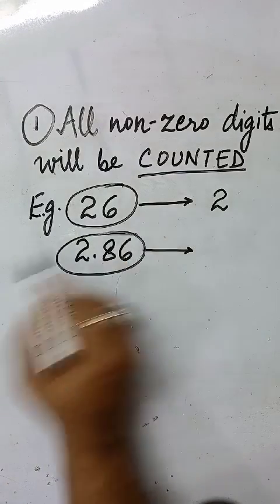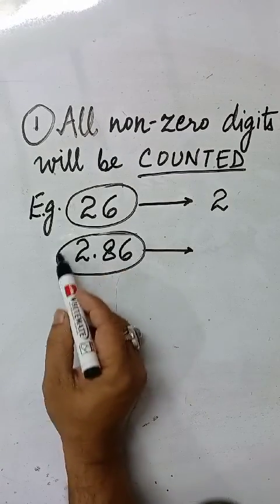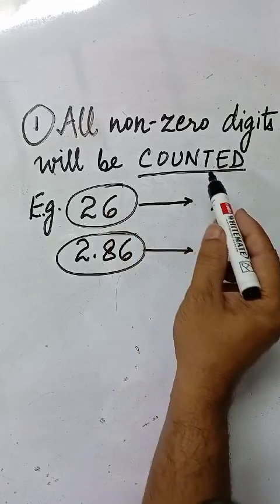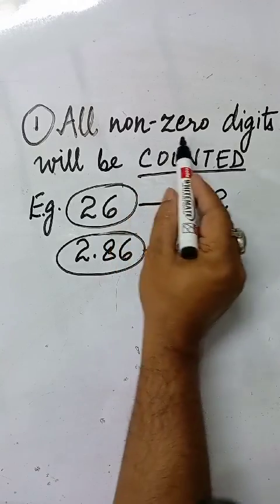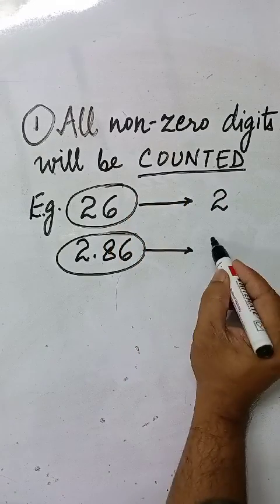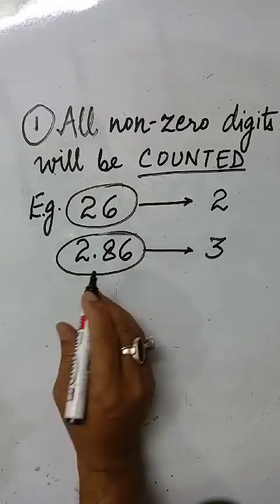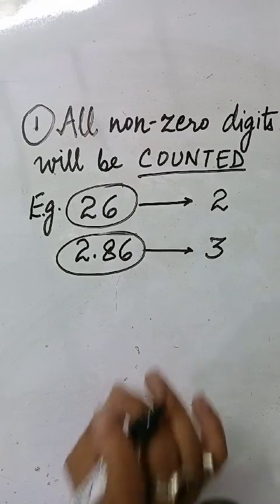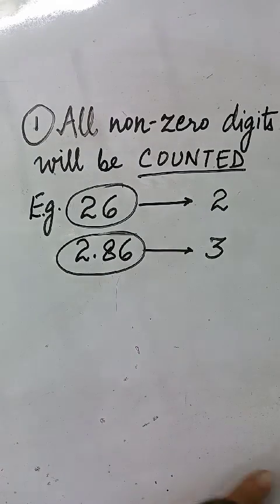Similarly, if you take up a decimal number example, we have 2.86, and the question is again, find out how many significant figures are there in this number. So all non-zero digits will be counted, whether it's a decimal number or a non-decimal number. Count the number of non-zero digits. So 1, 2, 3. So the number of significant figures in this number is 3. So decimal does not dictate terms here. As far as non-zero digits are concerned, all the non-zero digits will be counted if you want to know the number of significant figures. So that is the first rule.